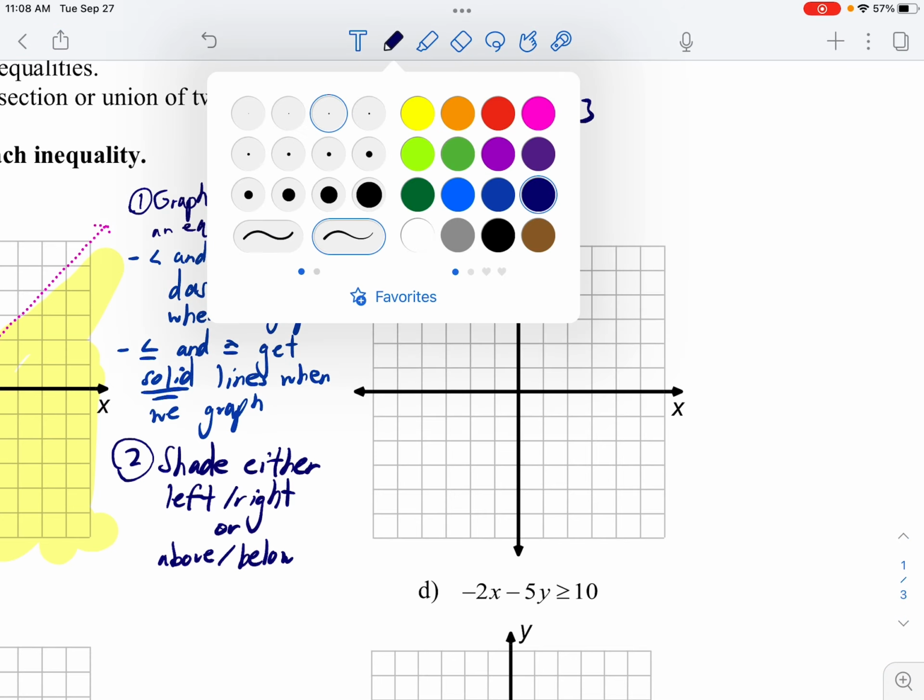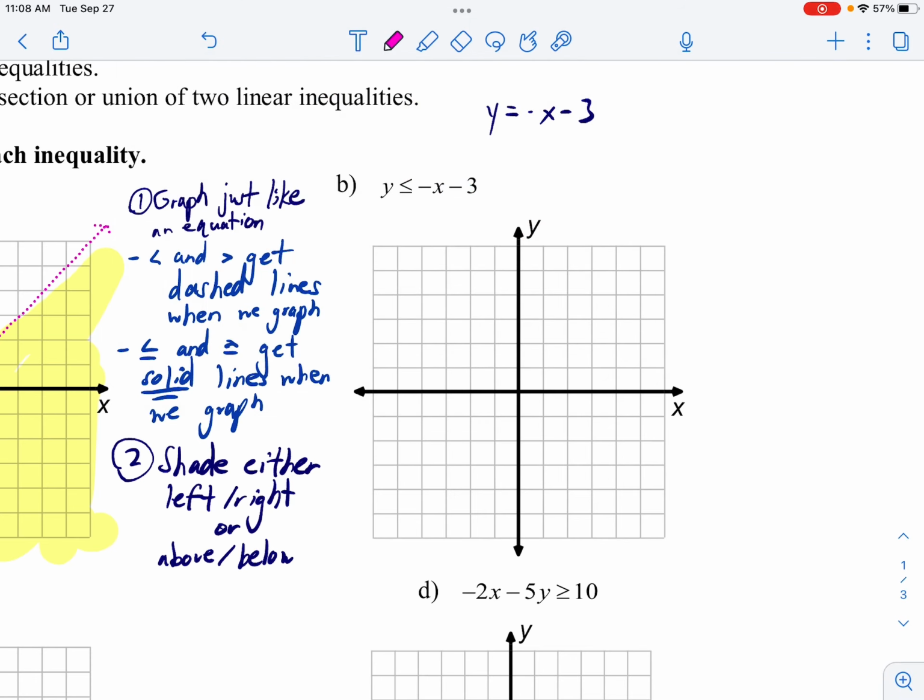So let's graph this in pink again. We want a solid line because we have a less than or equal to. My y-intercept here is 0, -3. My slope here is -1. Slope is -1, so let's do that.